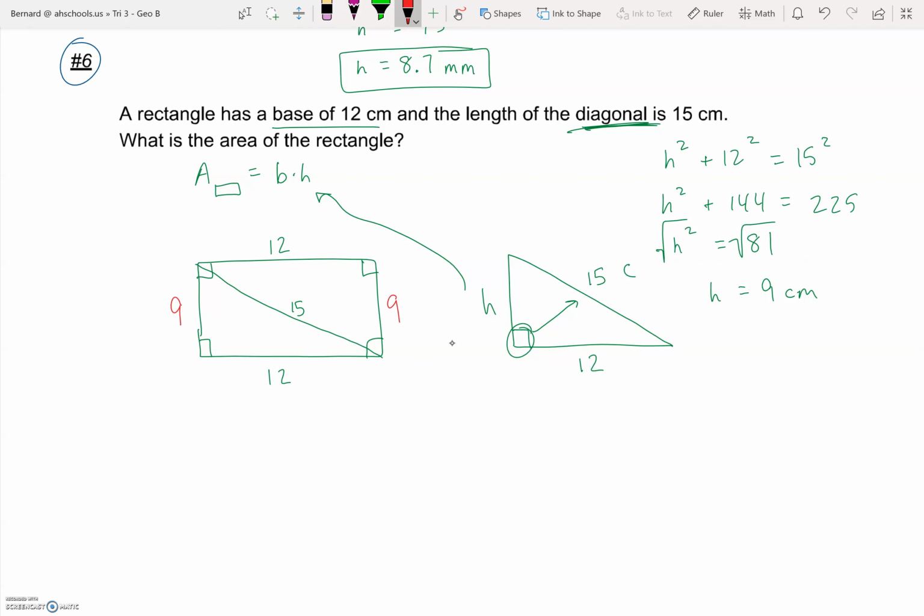And so the area is just base times height. Remember, base was 12. We just solved for height, which is 9. So our area equals 12 times 9, which equals 108. Units are centimeters still, and area is squared units, so 108 centimeters squared was the area of this rectangle.